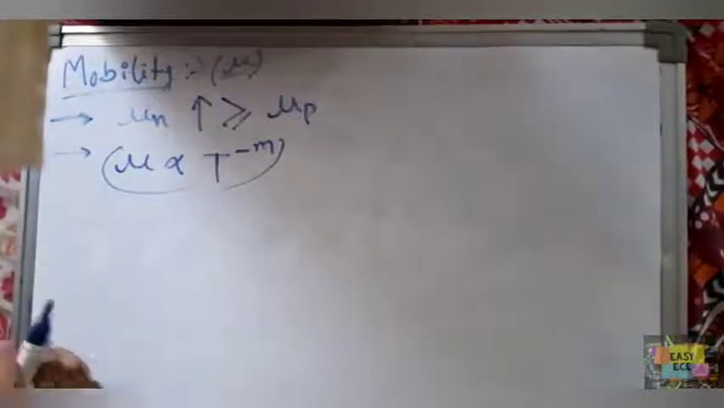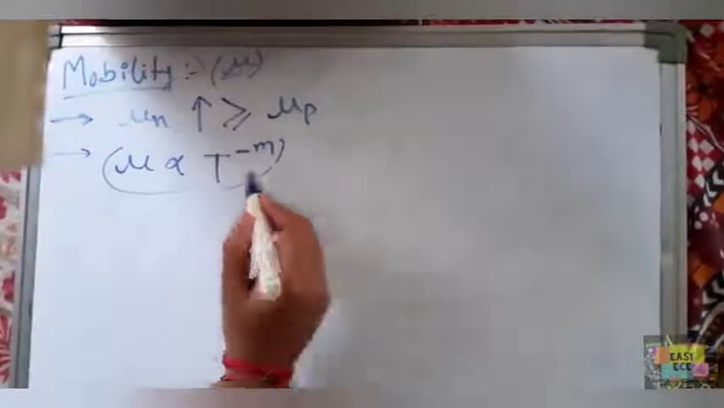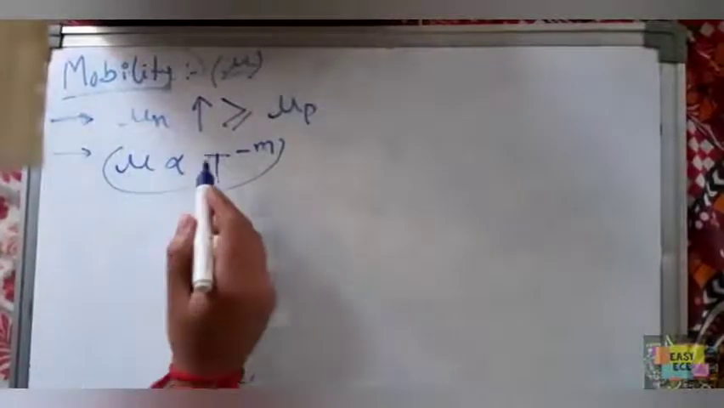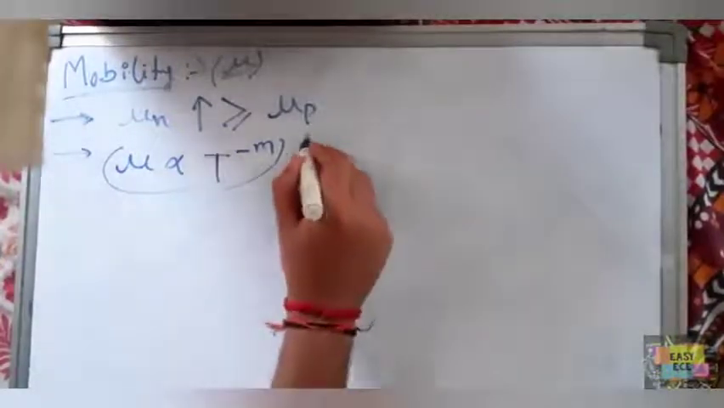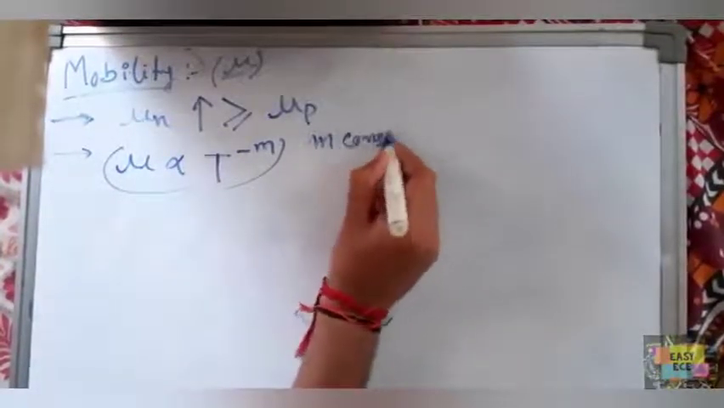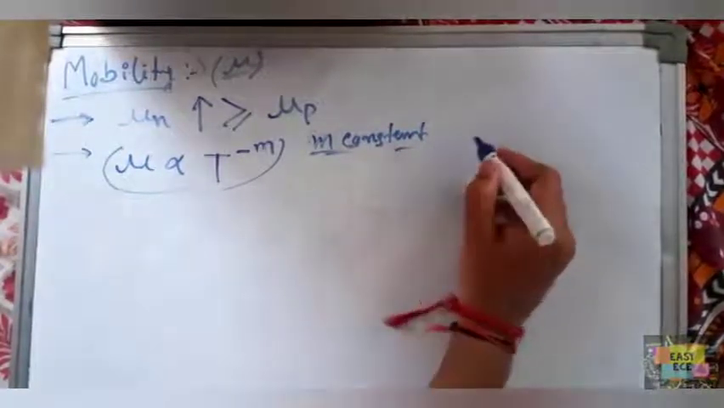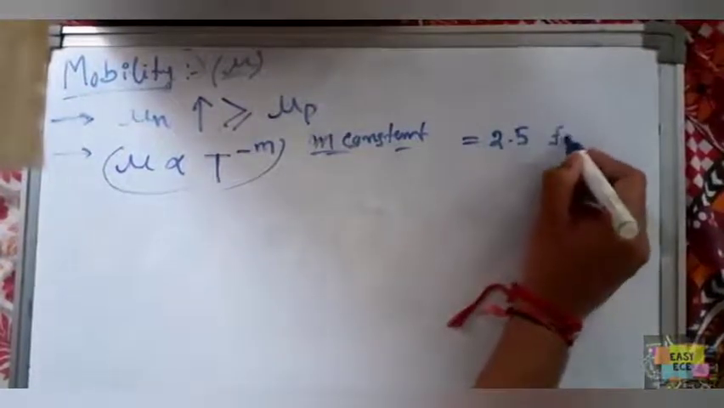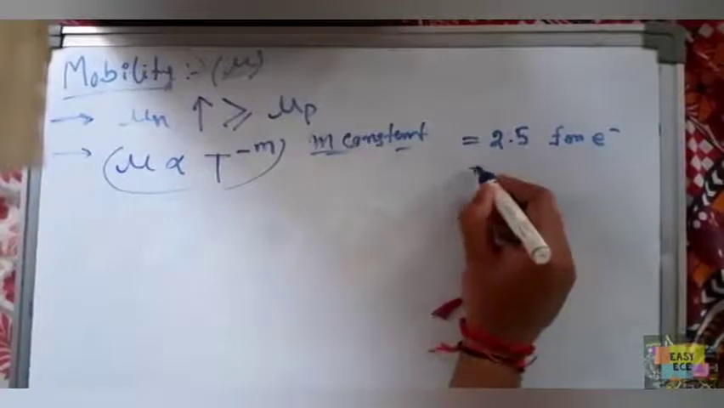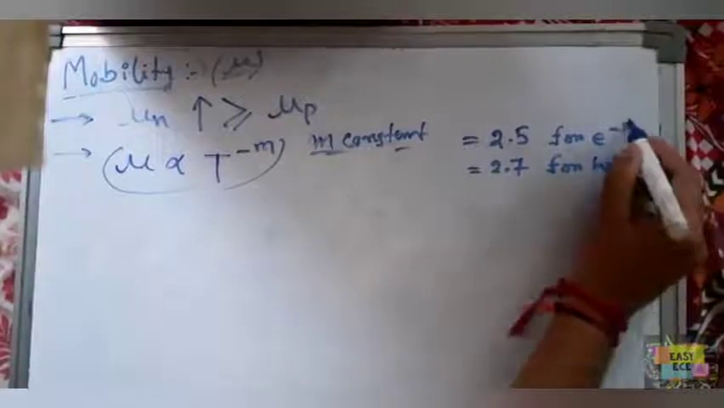Where m is a constant, so mu is inversely proportional to T to the power m, or proportional to T to the minus m. What is the value of m? You need to remember: 2.5 for electrons and 2.7 for holes. This is for silicon.